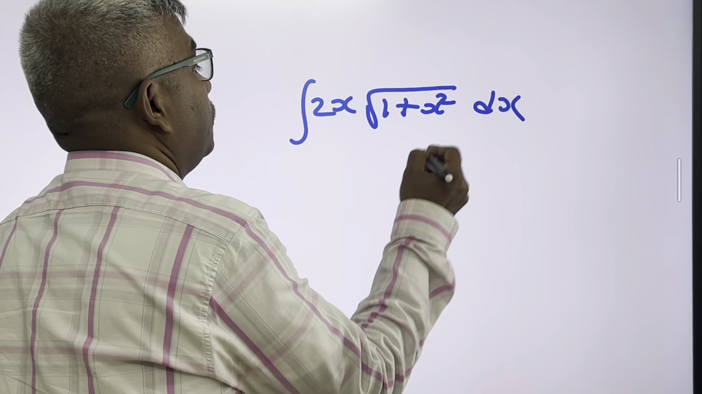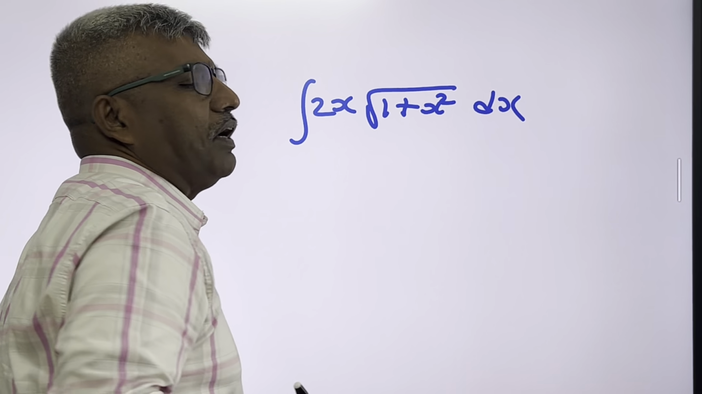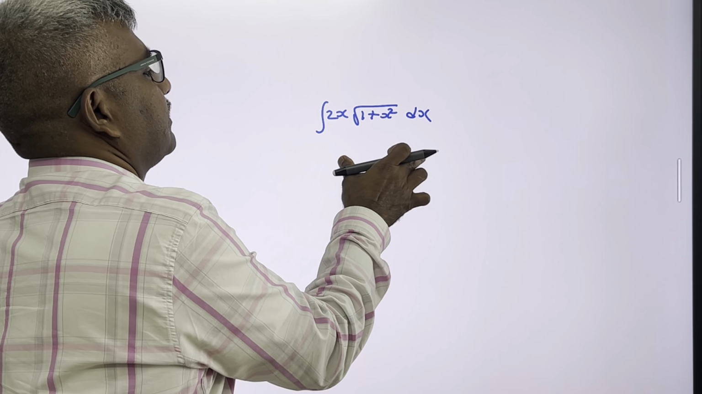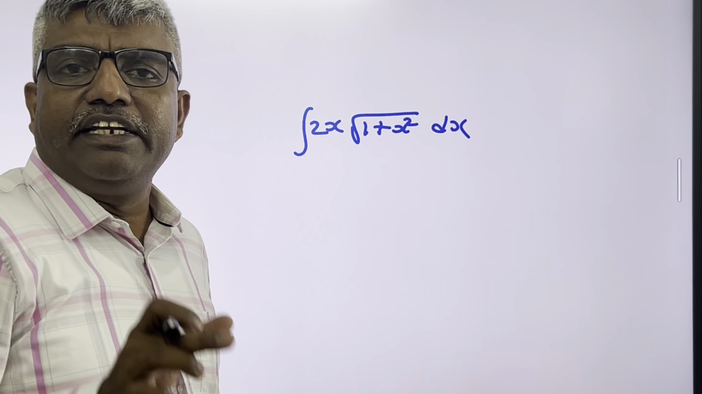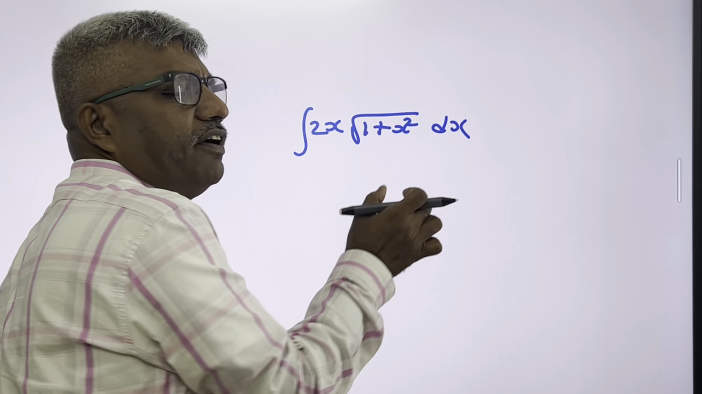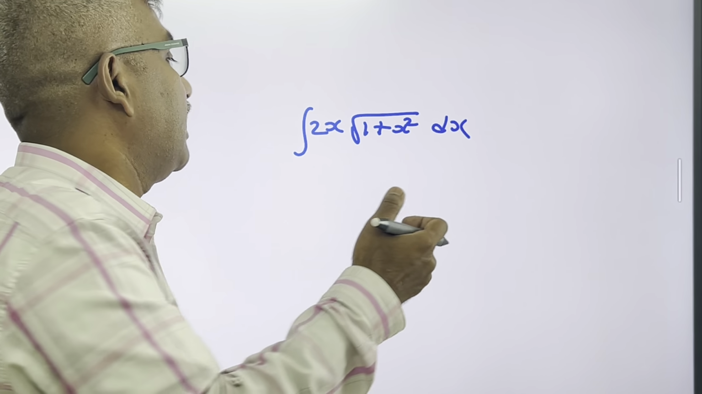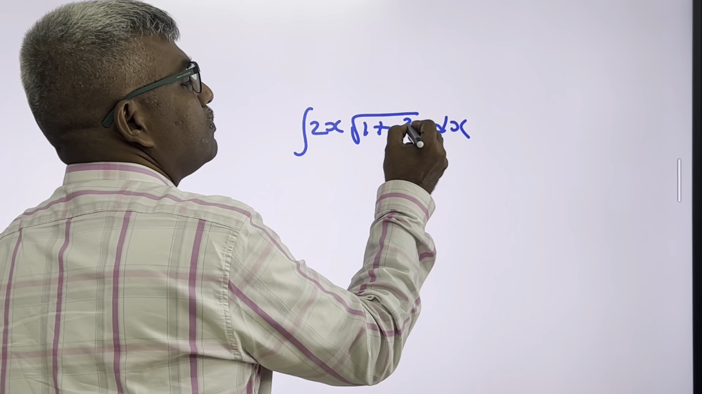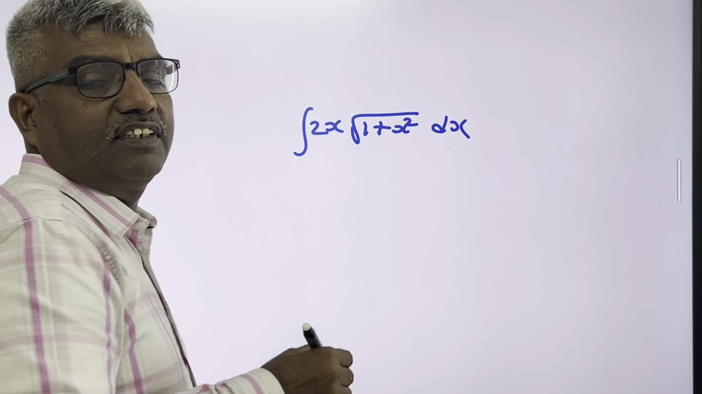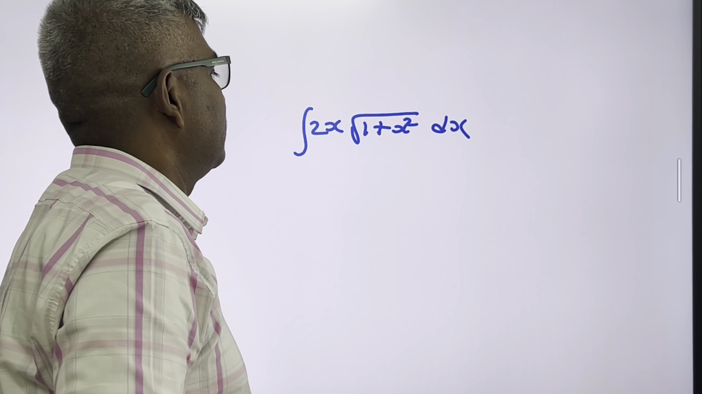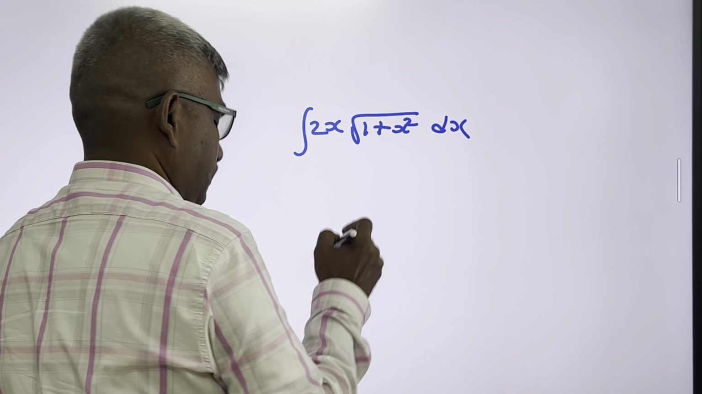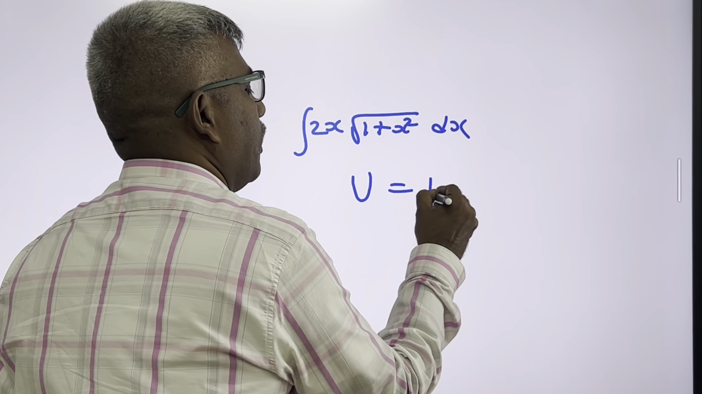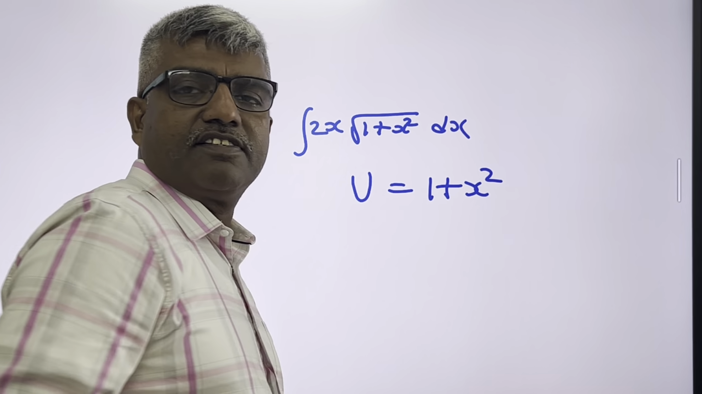Okay. So how to do it? One thing you have to notice, there are two parts. One is 2x, another is the 1 plus x squared part. If you differentiate one part and the other part comes, that part you consider as u. Now you see 1 plus x squared, if you differentiate, it will come 2x. So u is equal to 1 plus x squared. Very simple.